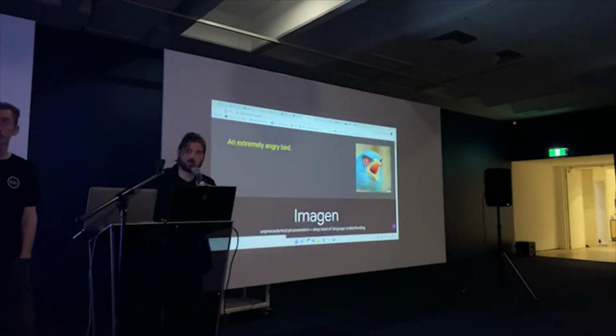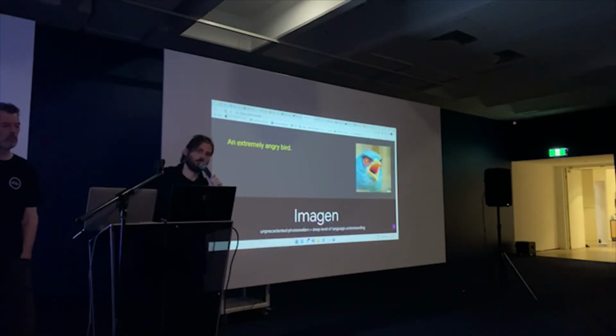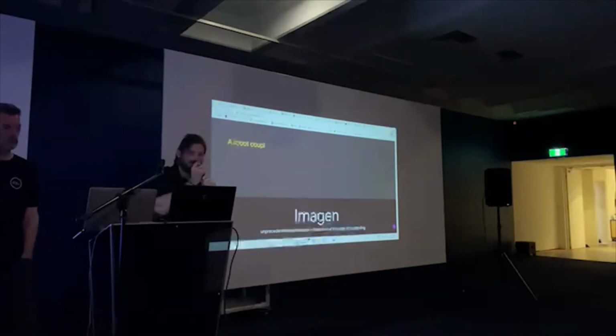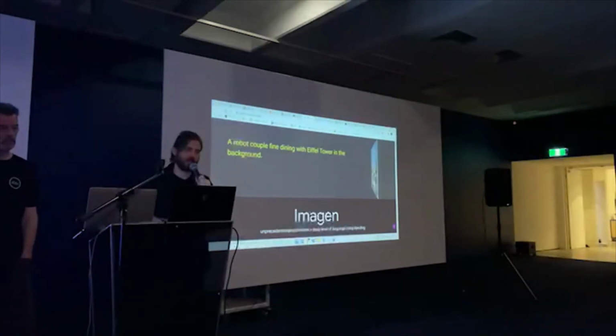So can I just get some clarity here? Yeah. You can type in something that says an extremely angry bird and it will generate an extremely angry bird. Oh, that's cool. It's been trained on this huge data set, and it has this intuition of what to create.